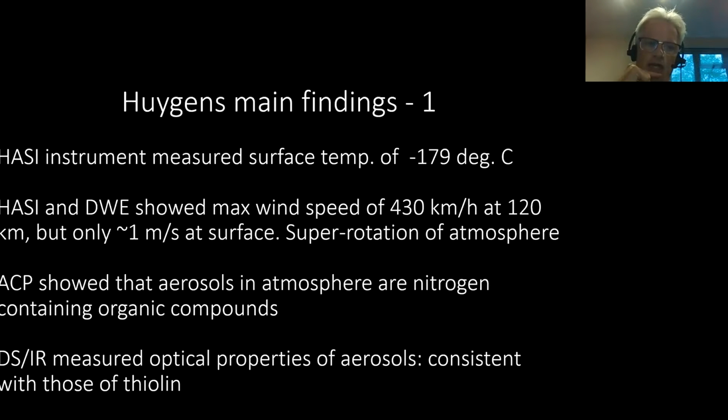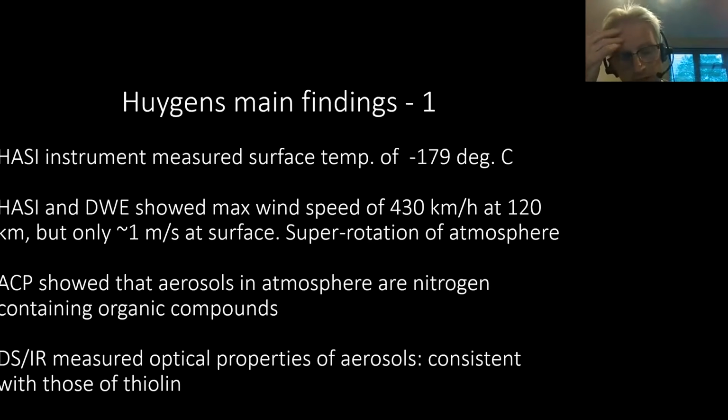So the high altitude science instrument and the Doppler wind experiment showed that there are considerable winds higher in the atmosphere of 430 kilometers per hour, at 120 kilometers, but much, much lower at the surface. And this is a bit of a problem in explaining some of the surface features. The upper atmosphere also rotates considerably faster than the surface does, in a similar way to Venus. And that's because Venus and Titan have very substantial atmospheres, and it's also to do with the way the atmosphere circulates.